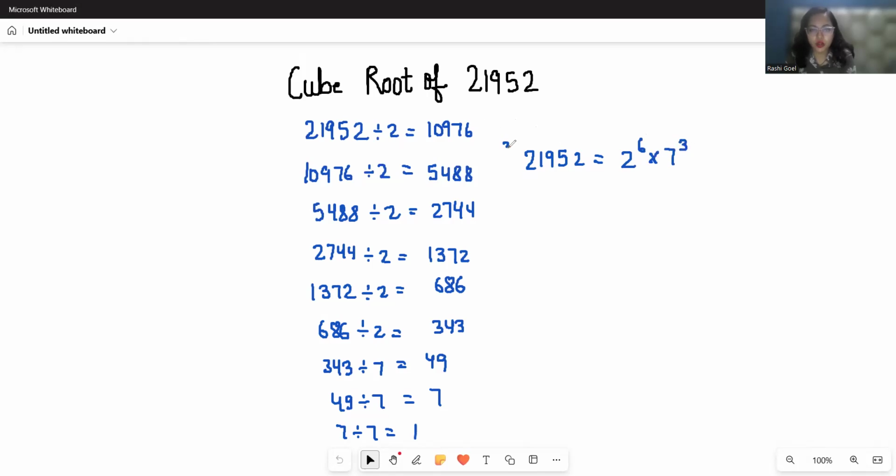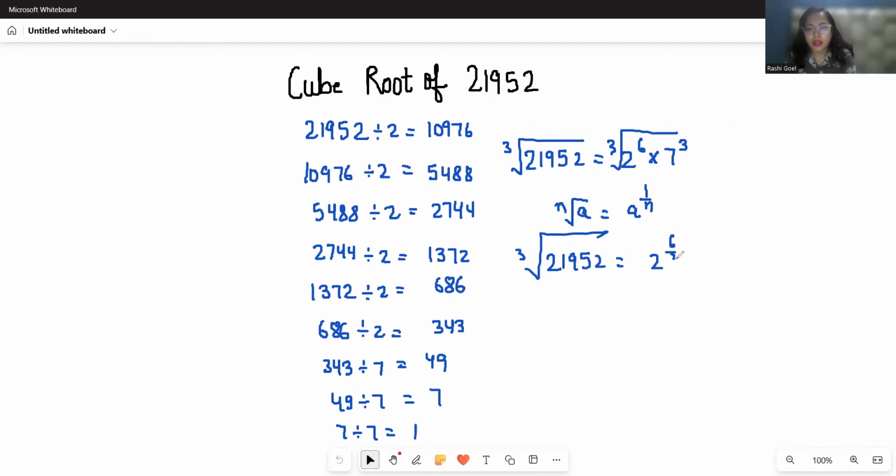Now we have to find the cube root. I am taking the cube root on both sides. According to the exponent rule, the nth root of a is a power 1 by n. So our right hand side becomes 2 power 6 by 3 times 7 power 3 by 3.